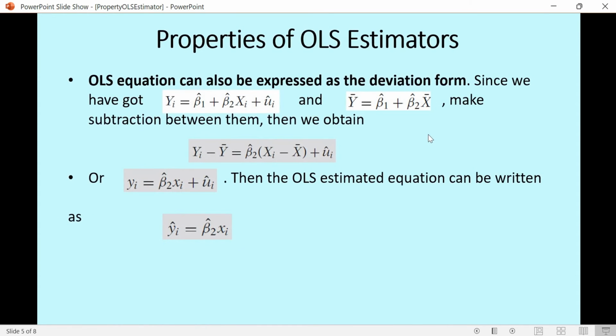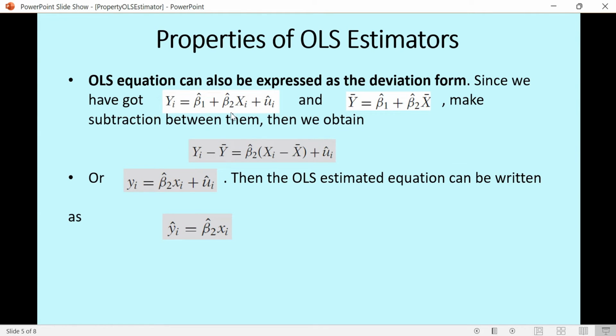And the next property is that OLS estimation can also be expressed in deviation form. So what is deviation form? Because we get the y value equals the estimation of y value plus a residue, and this OLS line also passes through the mean value of x and the mean value of y. This is one of the properties we have introduced, right?